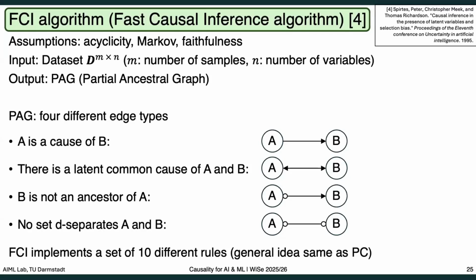FCI implements a set of like 10 different rules. I couldn't even tell you all of them from the get-go if I wanted, so let's save some time here, but feel free to take a look, of course. The general logic, idea and motivation behind the algorithm is the same as for PC.